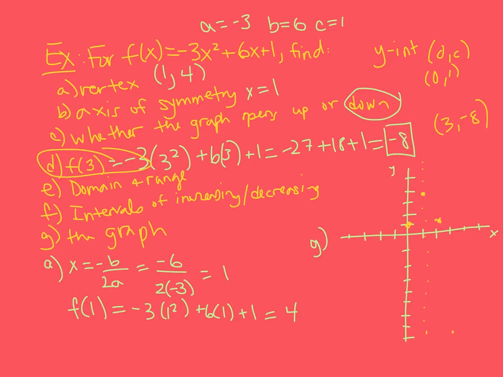So once I have that, I can do an equivalent point on the opposite side of that axis of symmetry. And that means that there's going to be a point at (-1, -8). So now that I have all of these, I have enough points to graph my quadratic. I think having 3 is probably a good amount, one of them being the vertex.